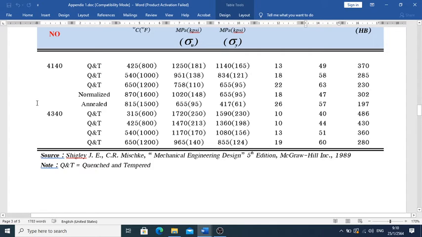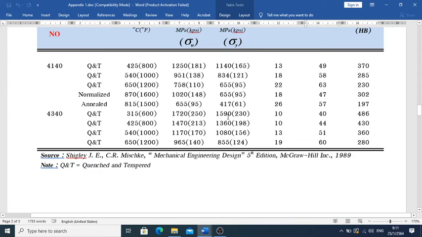You may figure out that this type is used a lot, this one is 4340. We can sometimes find it for the chassis of trucks here in Thailand. This one is going to be very high, 1500 something. Very high sigma Y there, about 3 times.